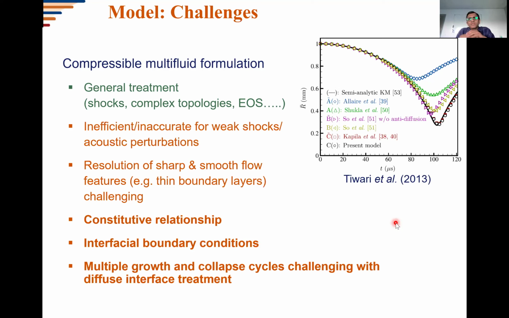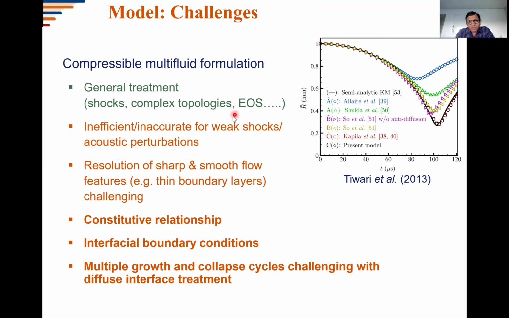So what I mean by that is that on one hand, you have a bubble which has a much lower acoustic impedance compared to a material like water or tissue, where the acoustic impedance is significantly larger. So it's a big challenge to be able to model accurate shock transmission across these interfaces. And much work has gone into being able to do that.